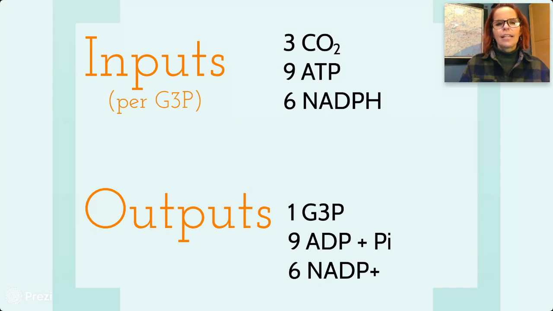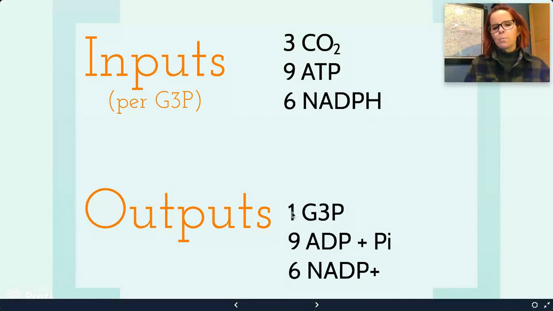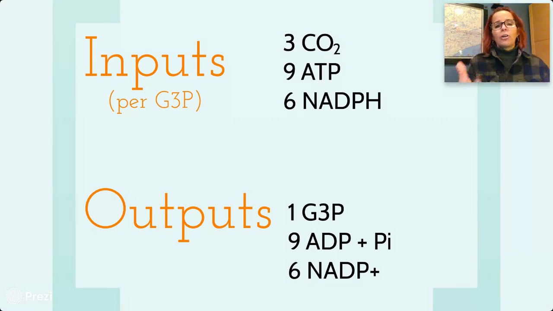Okay, and then inputs and outputs. So what's coming in total? We're talking about net. 3 carbon dioxides are coming in, and we're releasing one of these PGAL, one of these G3P. It has 3 carbons in it. We are also taking in 9 ATP and taking in 9 NADPH.